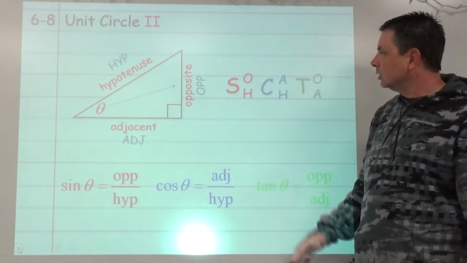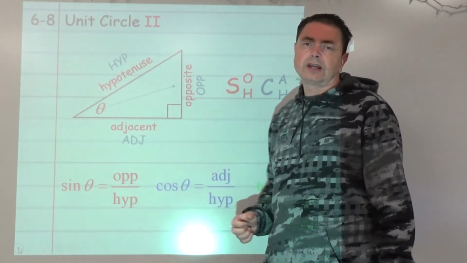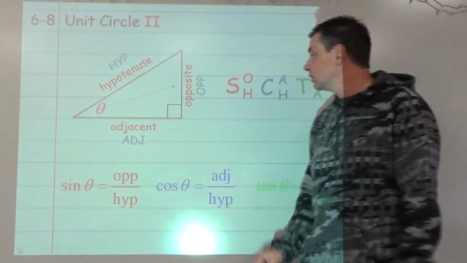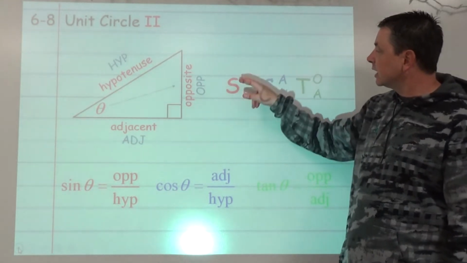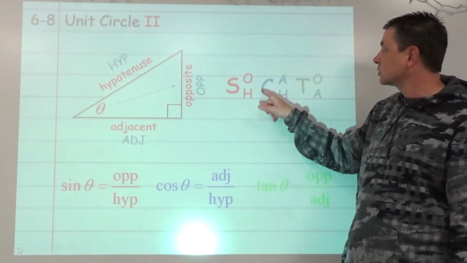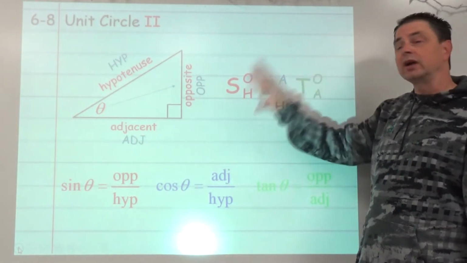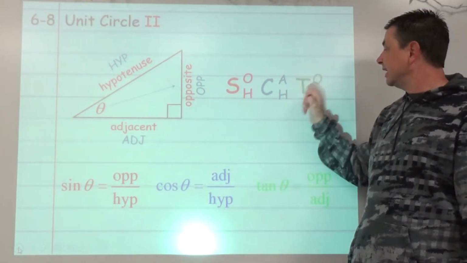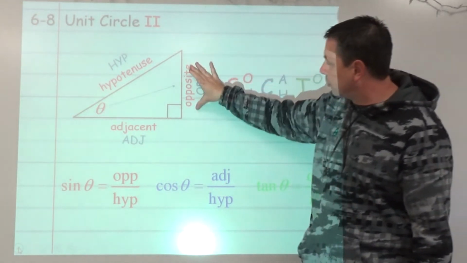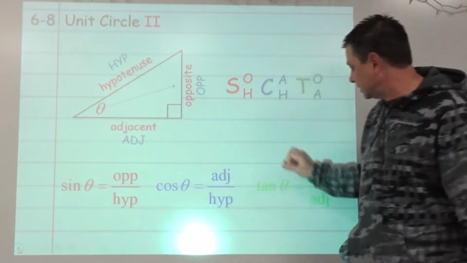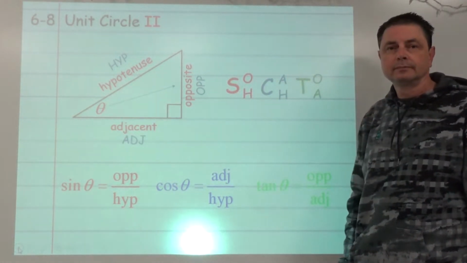Just a reminder, yesterday or the last lesson, we were looking at sine and cosine, sine being opposite over hypotenuse, cosine being adjacent over hypotenuse. So we already have those. Introducing now today, tangent. Tangent is opposite divided by adjacent. That's kind of our focus.